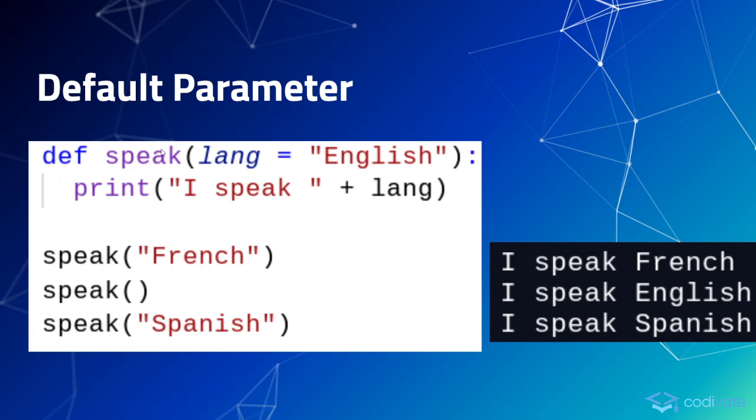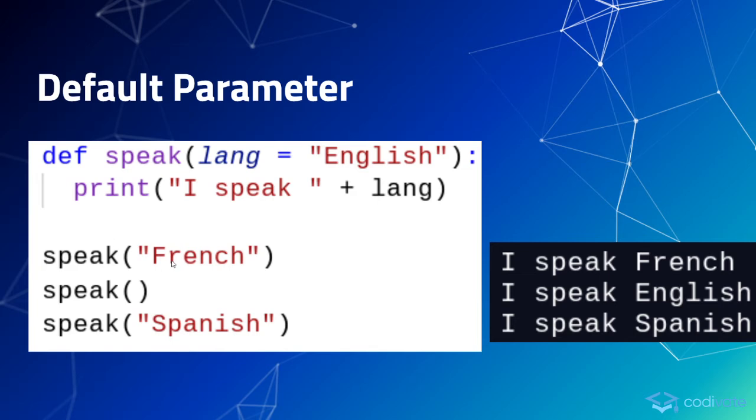So what this function will do is it will simply print. Remember, it's not returning anything here, so we can use it directly. It's just printing "I speak" concatenated with whatever language is inputted in the parentheses. And if nothing is inputted in the parentheses, it will just say English: I speak English. So let's think about how each of these function calls work.